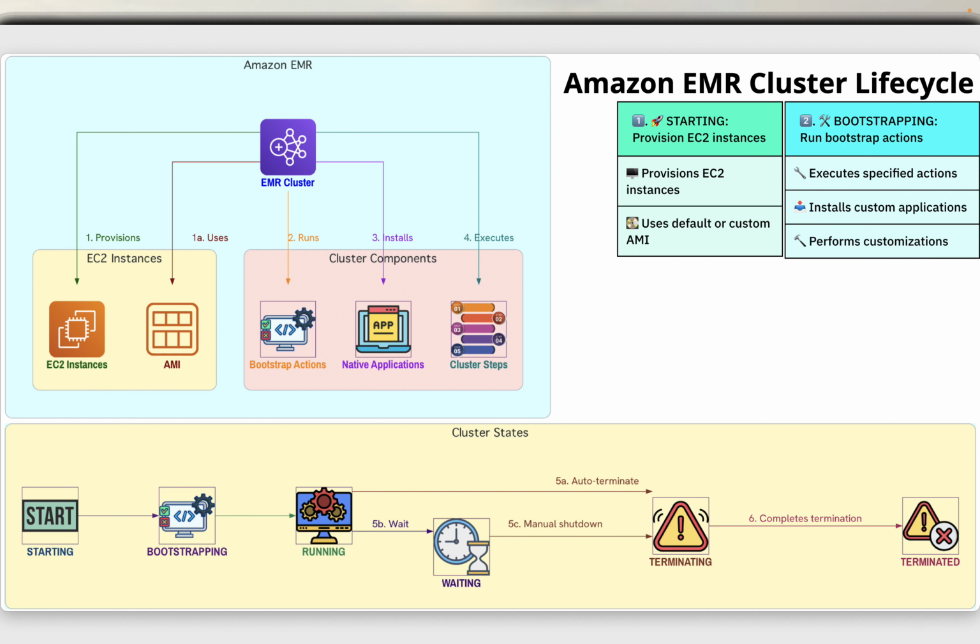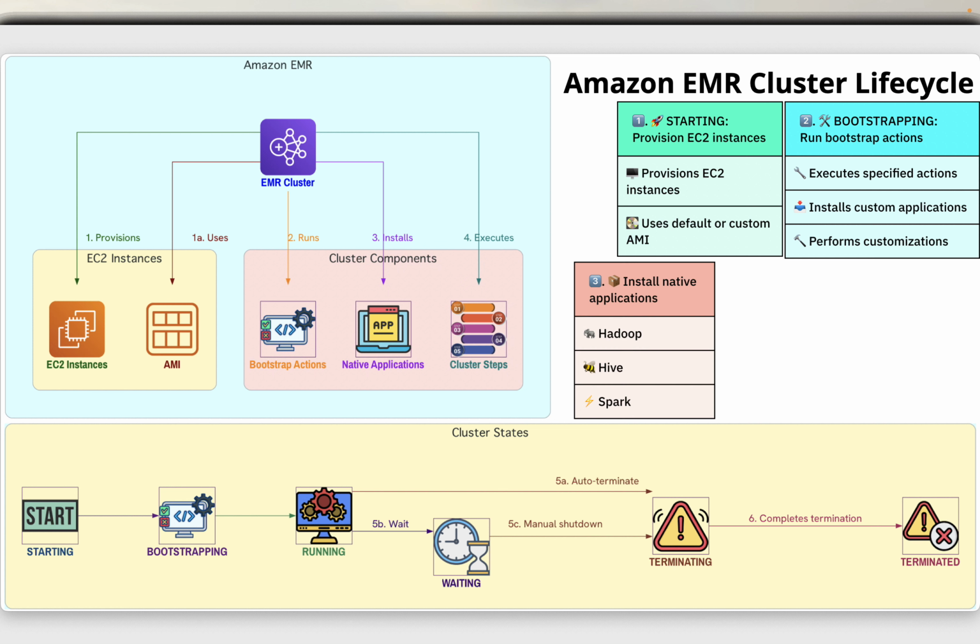The next state of the lifecycle is bootstrapping. Run bootstrap actions. In this phase, Amazon EMR executes the bootstrap actions you have specified on each instance. These actions allow you to install custom applications and perform any necessary customization. The cluster state changes to bootstrapping during this phase.